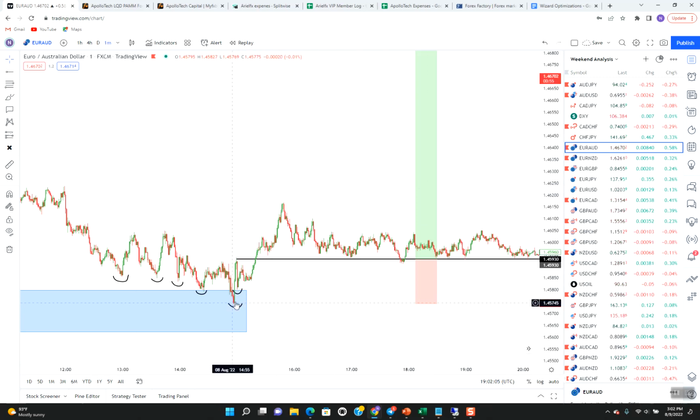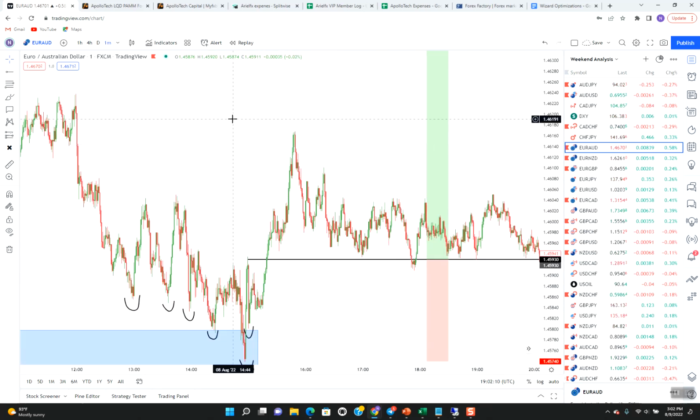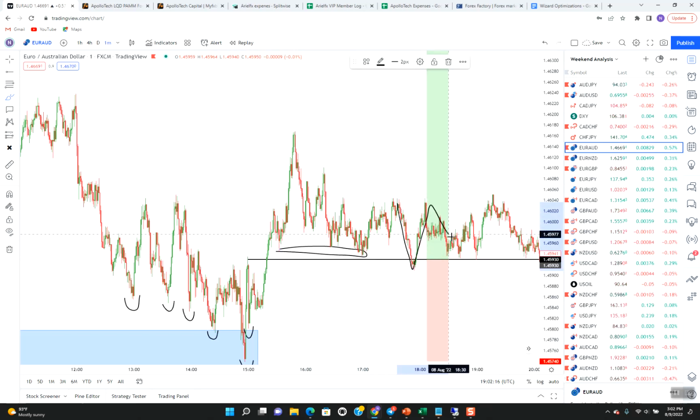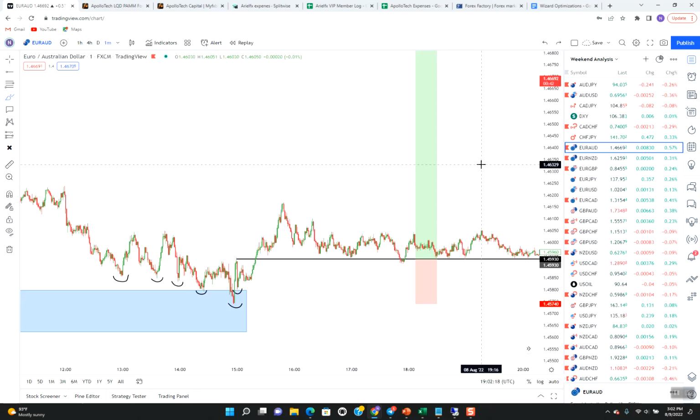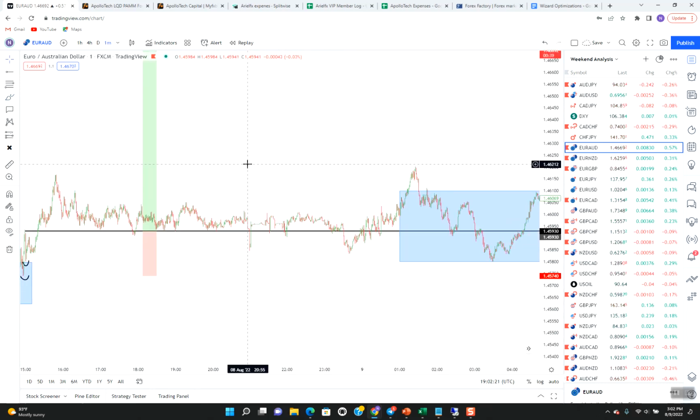So we completed the accumulation, we broke counter trend structure, we pulled back, we actually generated more liquidity right here, right? Generated some liquidity, and then we pushed down into it and we started to go. Okay, then during Asian session, we actually ran it one more time.